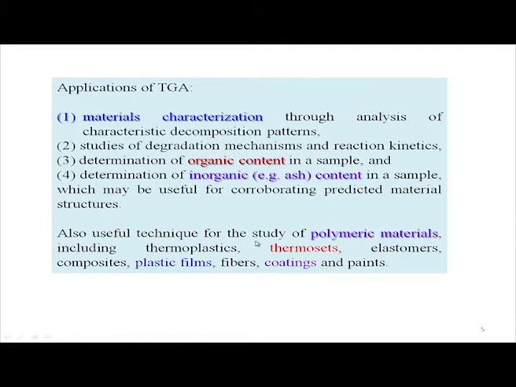And apart from all this, one useful importance of the TGA is polymeric material characterization. Anything of any sort of polymer we can characterize, such as thermoplastics, thermosetting plastics, elastomers, composites, plastic films, fibers, coatings, and sometimes even paints, to see how stable they are in terms of the corresponding temperature rise.